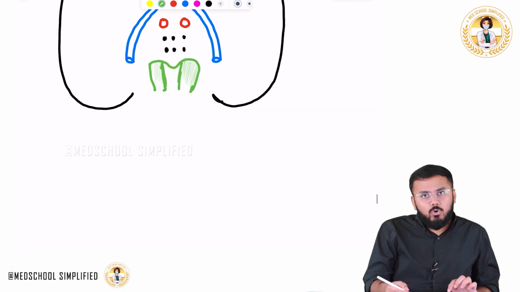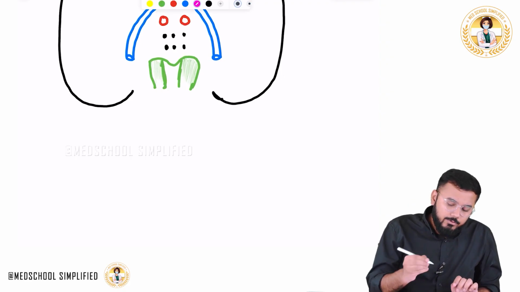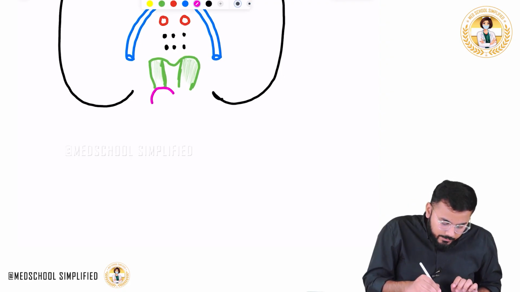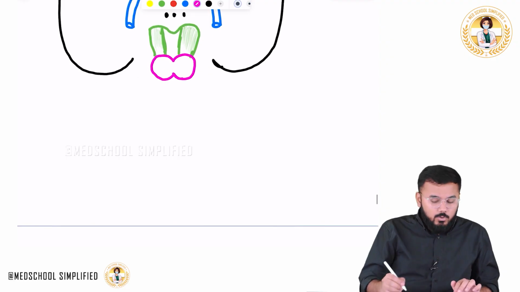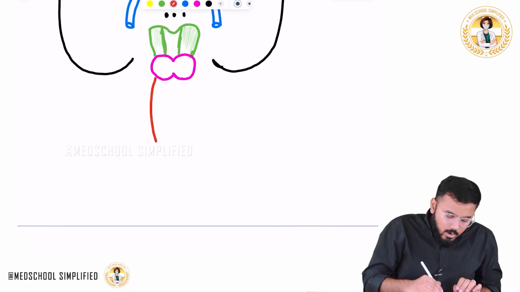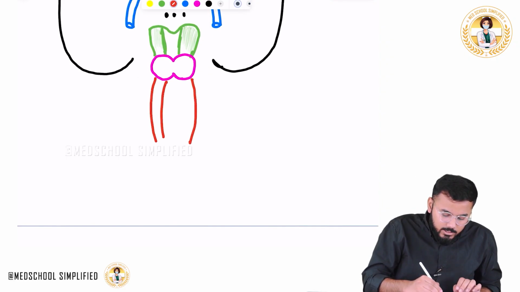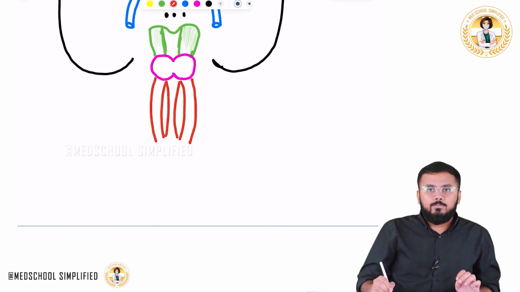Now after the midbrain, what do you have? Pons or medulla oblongata? You have got the pons. So let us say this is the pons which you have got. After the pons, what do you have? You have got your medulla oblongata. So this particular structure over here is your medulla oblongata, right?